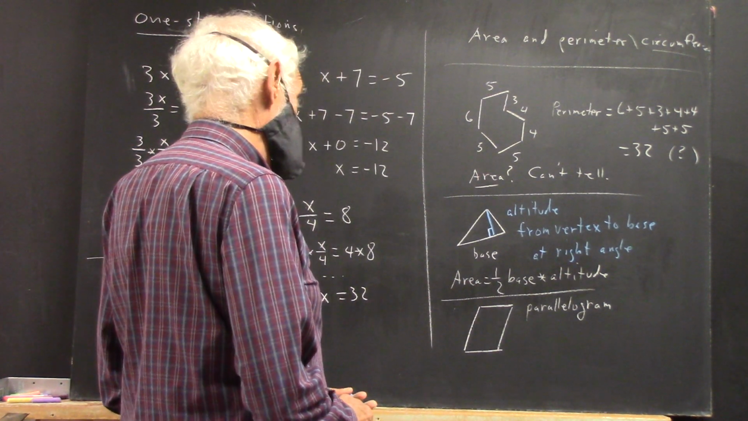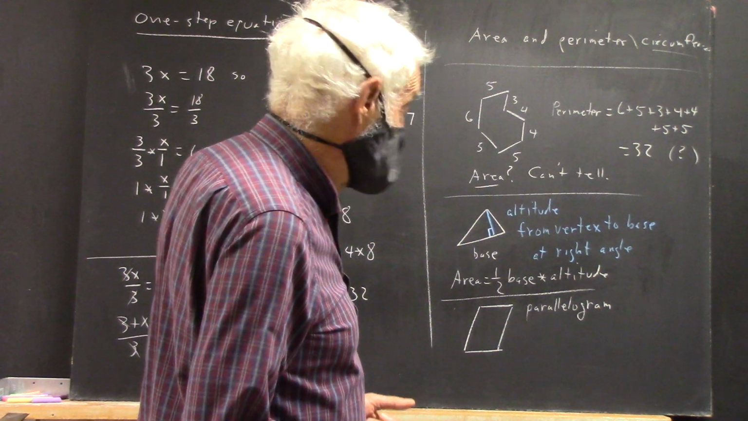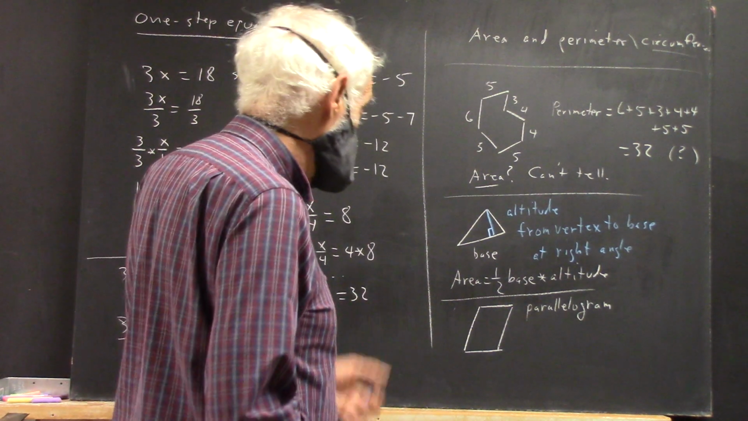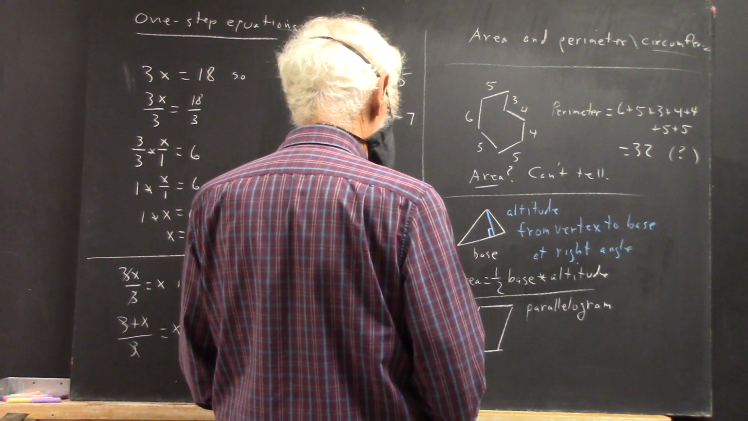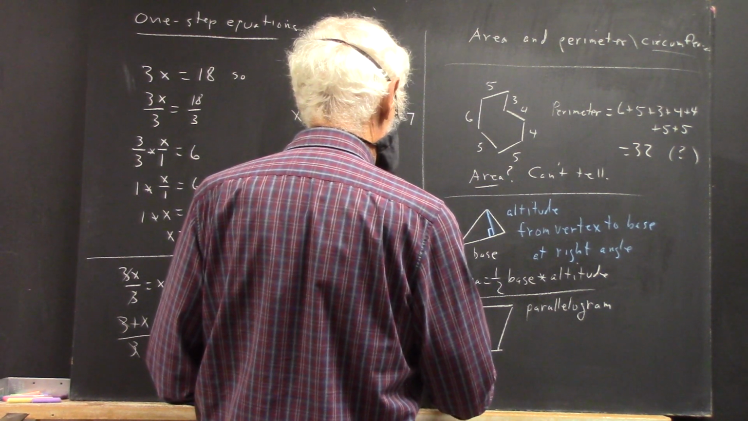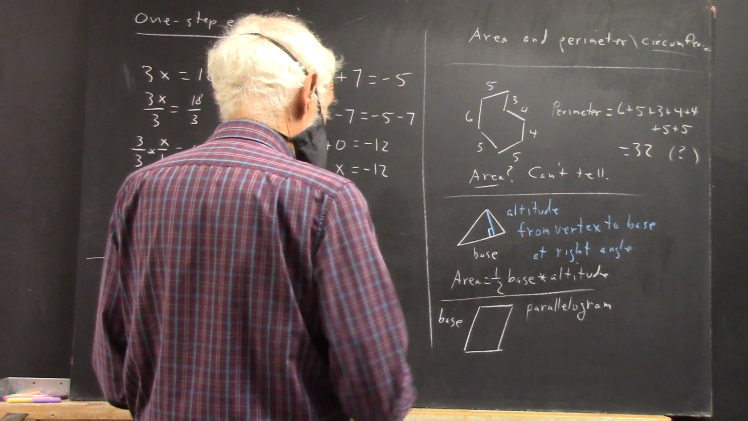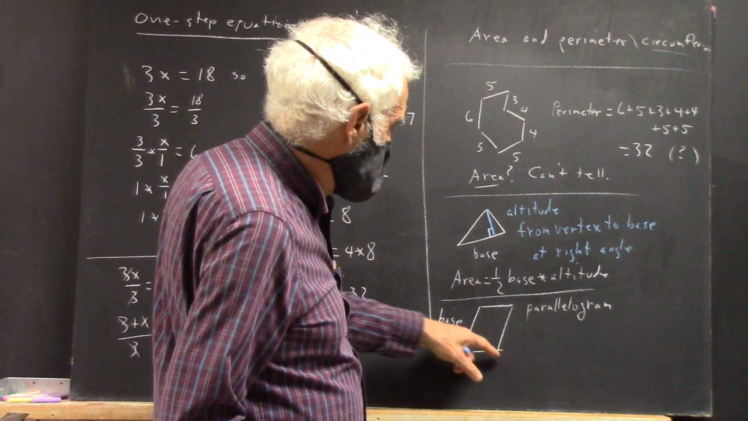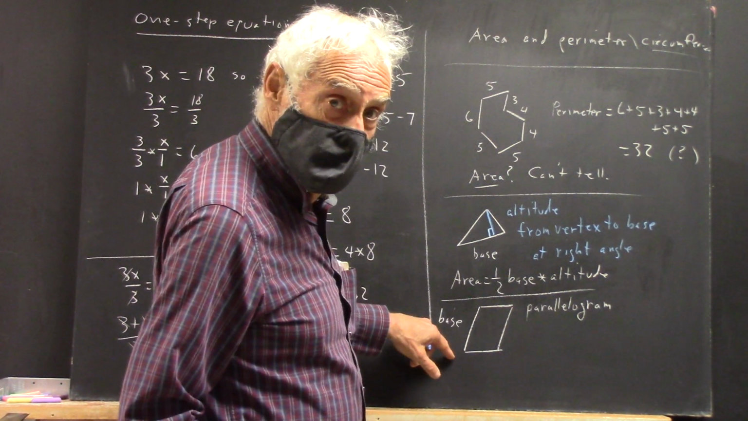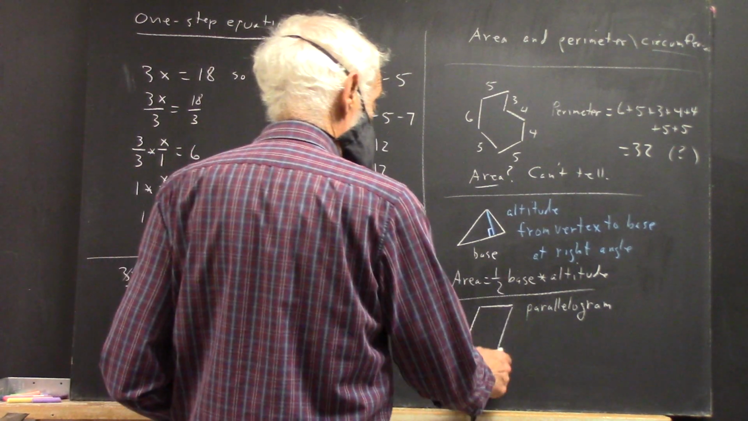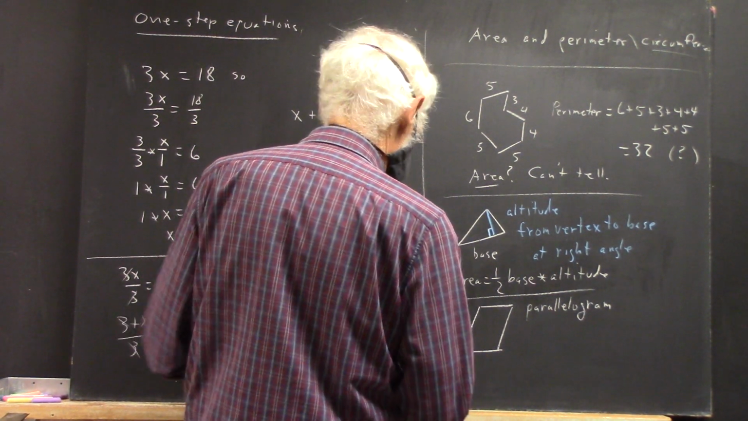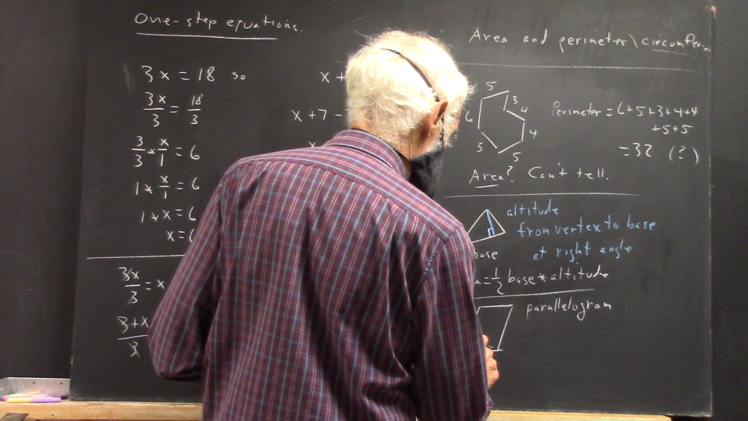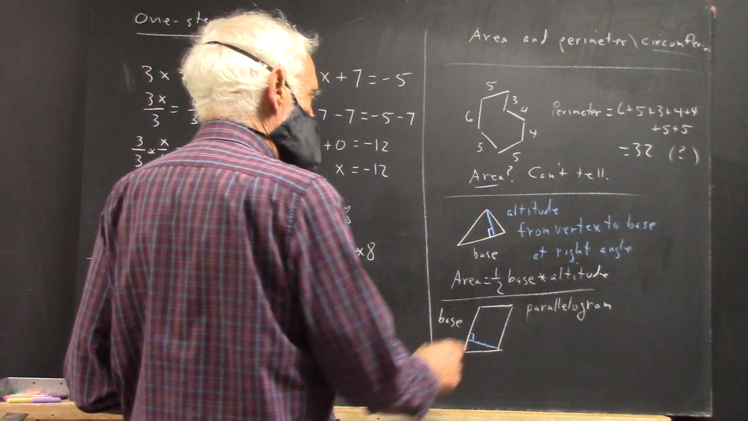Well, an altitude still goes from a vertex to a base. Any side can be the base. So I'm going to say we're going to let this side be the base. I could have chosen this one, but I choose this one. Okay? And then we take the vertex that doesn't touch the base. Could be this vertex or this vertex, but here we're going to do this one. And there's your altitude.